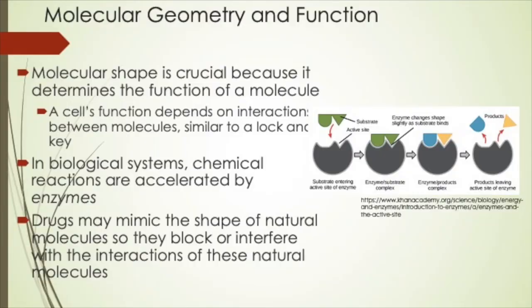Okay, with the shape of a large molecule such as a protein, it can temporarily get a charged region and bind to a substrate and then use it to do its work. Molecular shape is crucial because it determines the function of a molecule, right? Without that molecular shape, it wouldn't be able to bind. It wouldn't be able to use that charged function. So, cells function through the interaction of their substrates. It's similar to a lock and a key.